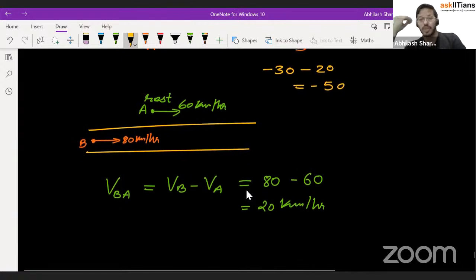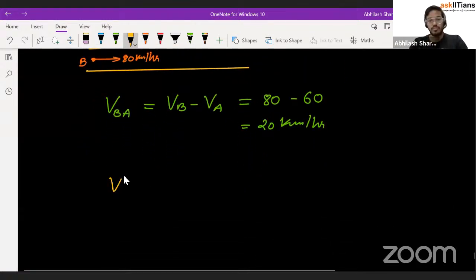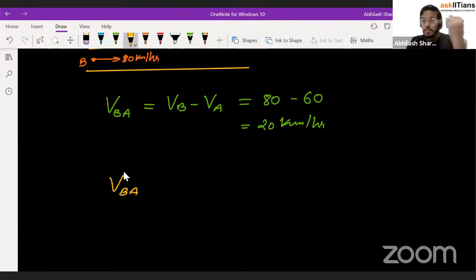Okay, so now let's put up the formula. So quite clearly we have got the formula. Whenever we have to find velocity of B with respect to A, since we are talking about direction here, left, right, it's better to put a vector sign. VB A vector is nothing but VB vector minus VA vector.